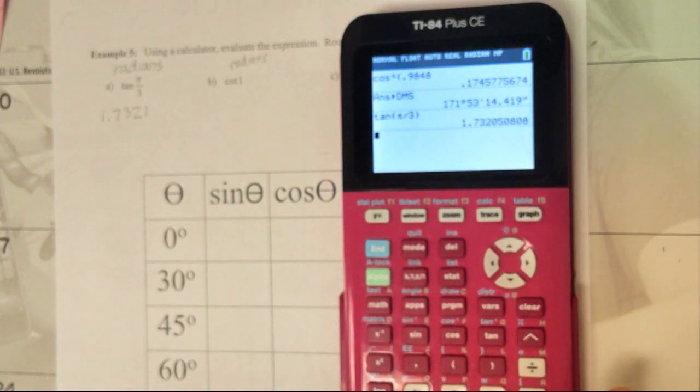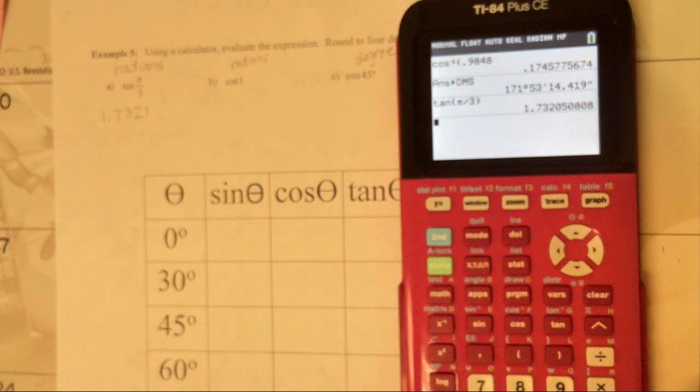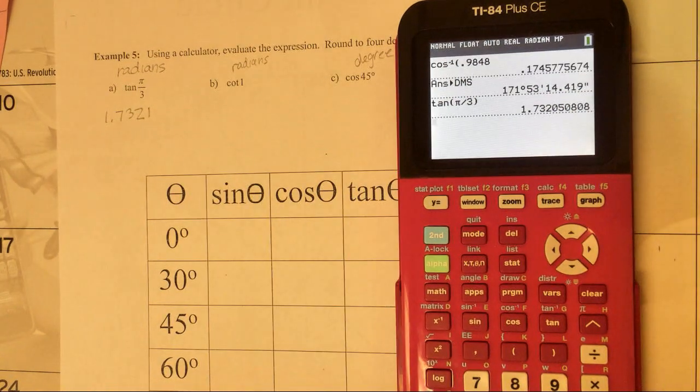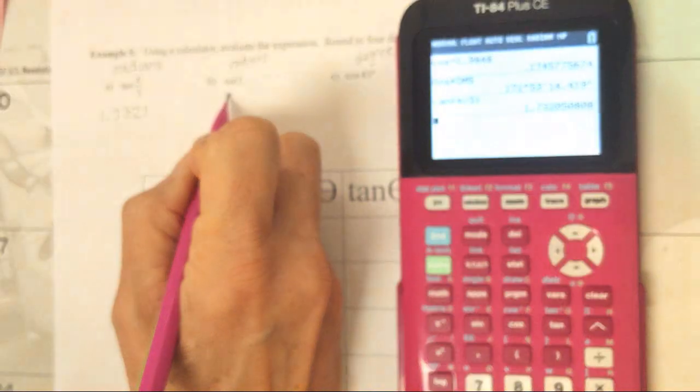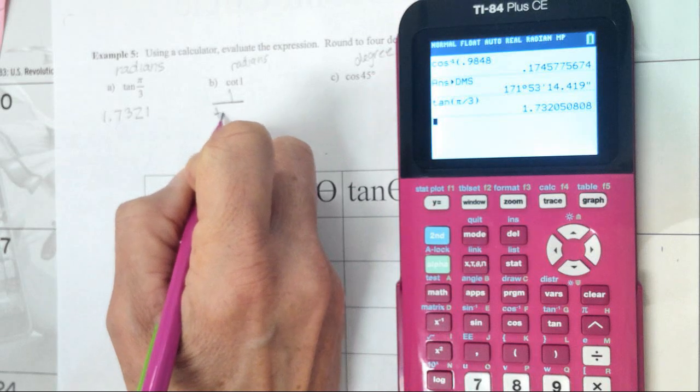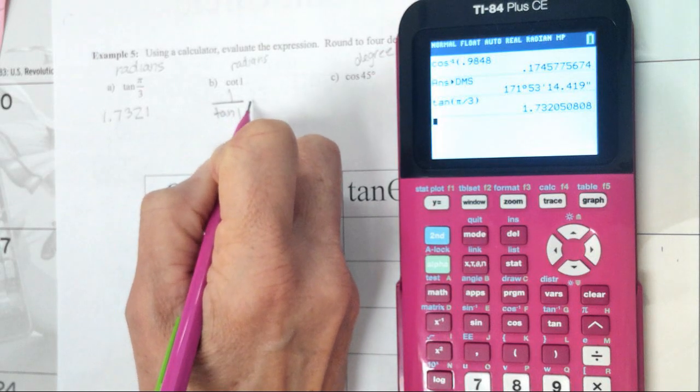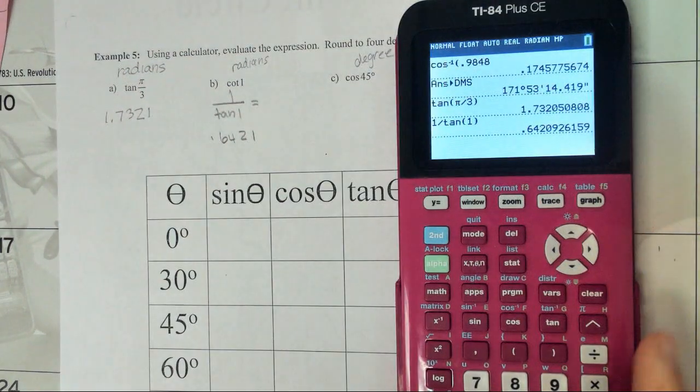Cotangent of 1. Well, remember, we don't have a cotangent button. So in order to put this in your calculator, you're going to do 1 over the tangent of 1. So 1 divided by tangent 1. So 0.6421, because that 0 will round up because of the 9.